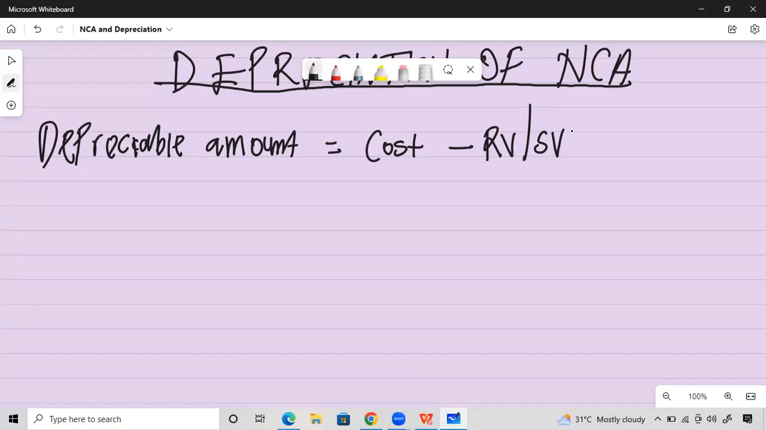You can also call it scrap value. You can call it scrap value, or you can also call it salvage value.